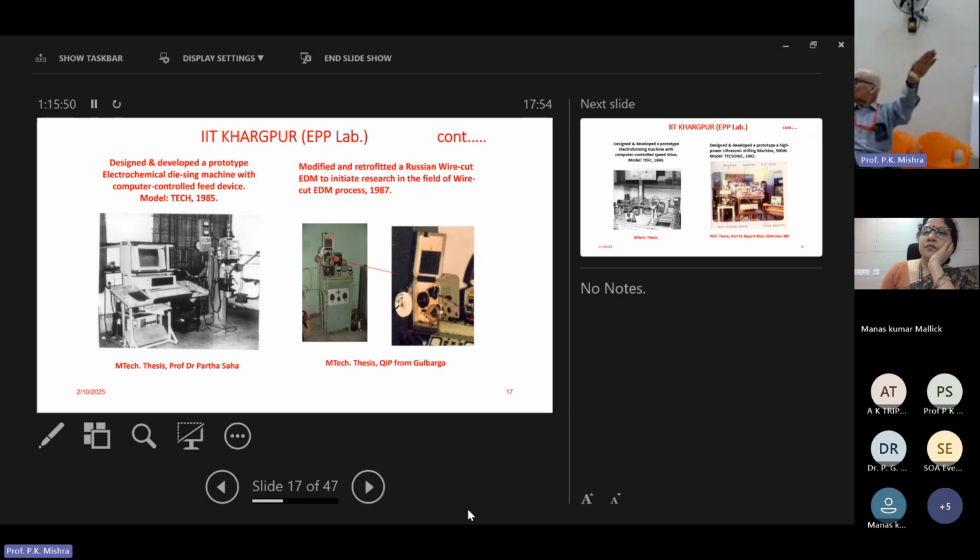Anyway, then we started knowing about rapid prototyping. People are thinking of rapid prototyping, but I want to go for rapid prototyping of metal. So what it gave is the machine.